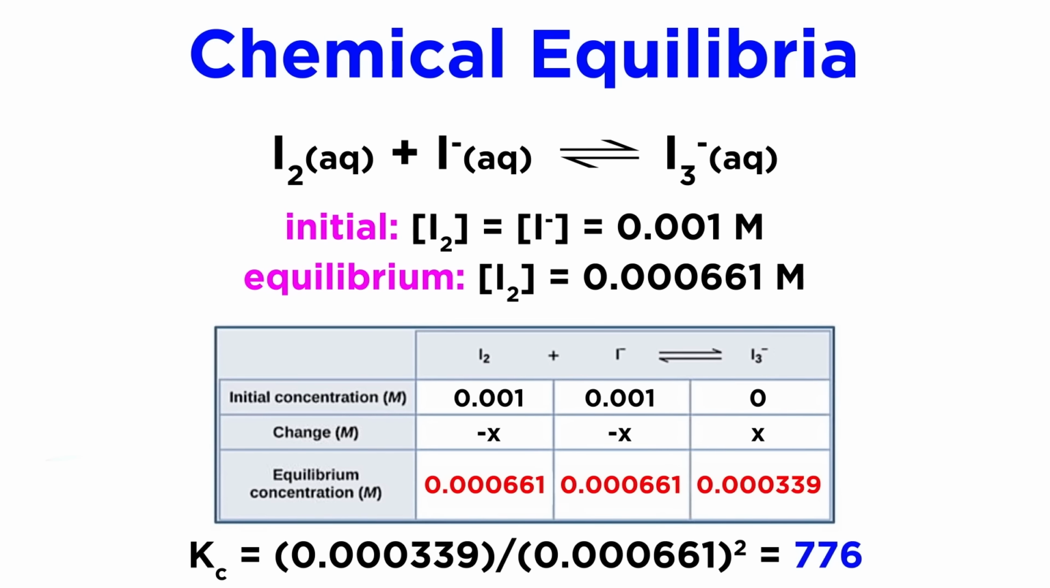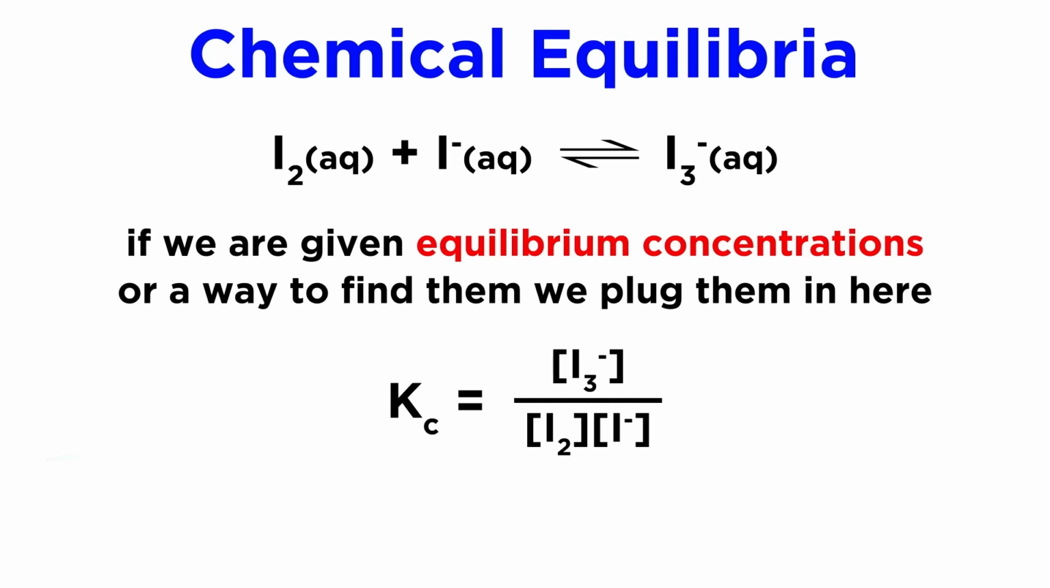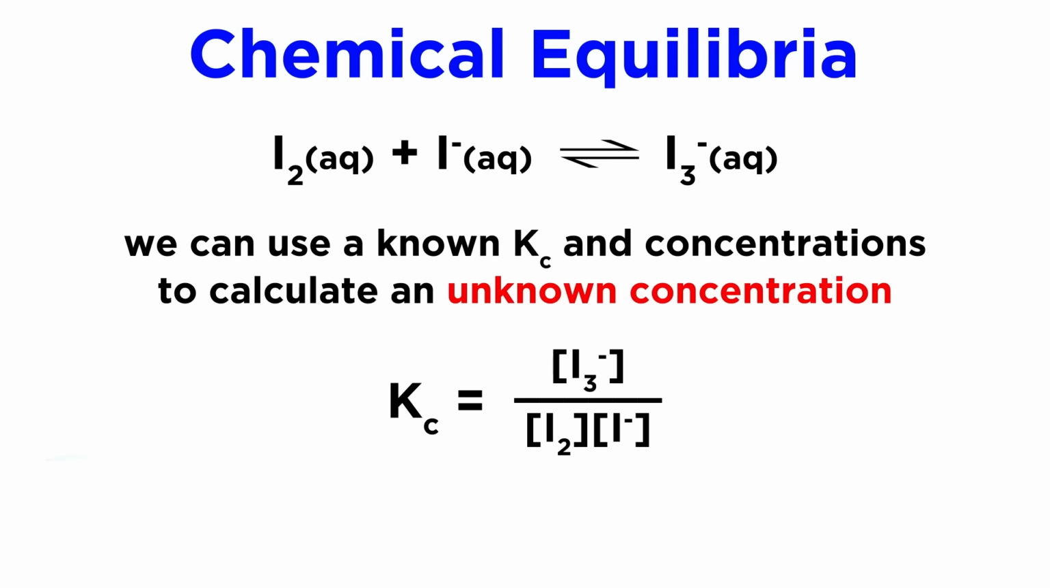Now we just plug all these values into the reaction quotient expression and do the arithmetic to get K, which will be 776. So as we can see, if we are given all the equilibrium concentrations, or a way to find all the equilibrium concentrations, we simply plug them into this expression to calculate Kc for any equilibrium. What if instead we already know K and want to use this to calculate one of the equilibrium concentrations that we don't know?